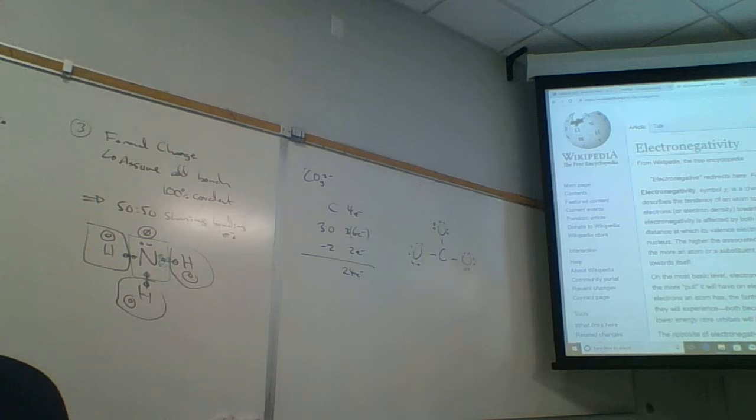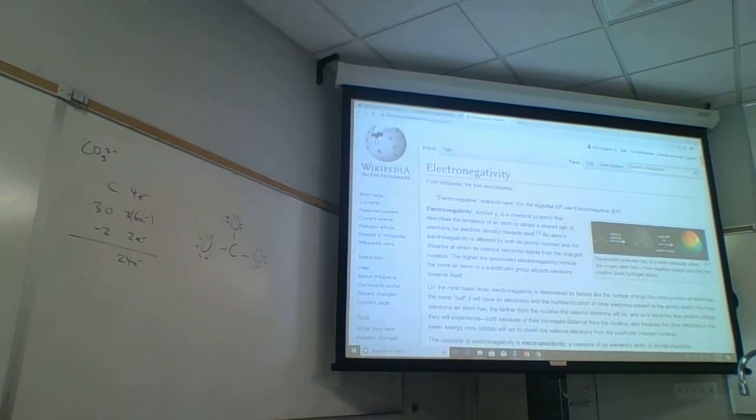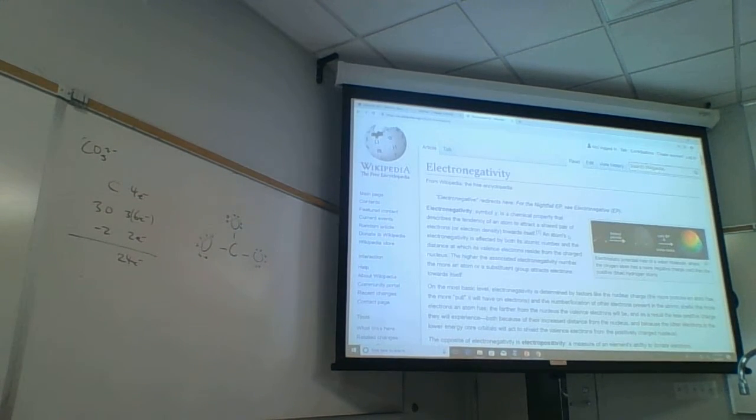Electronegativity is a chemical property that describes the tendency of an atom to attract a shared pair of electrons or electron density towards itself. It's also the ability to attract its lone pair, so you can pull them in tighter, and also the ability to attract electrons off adjacent atoms. They should give it a more general definition: the ability to attract electron density, the electron cloud.